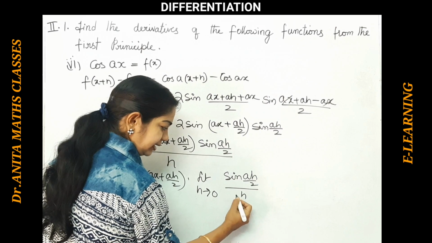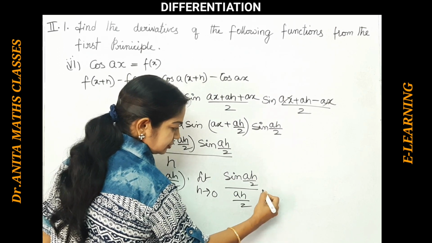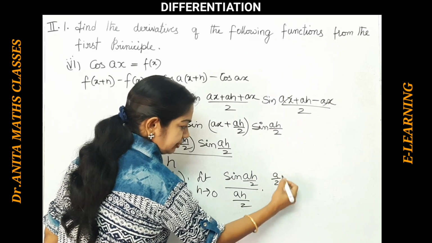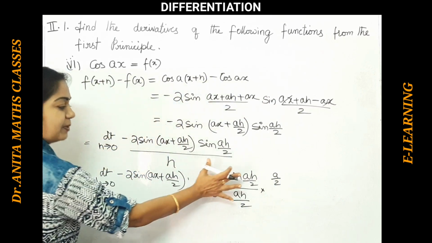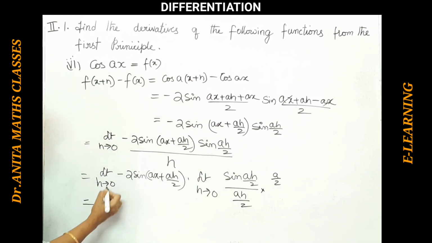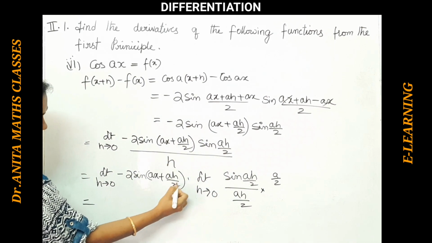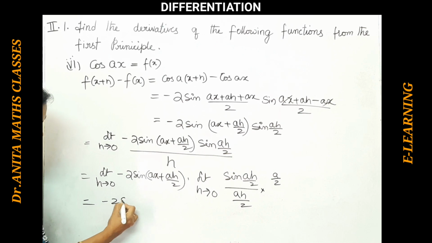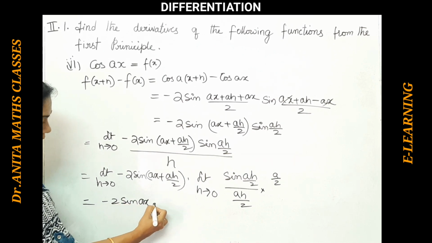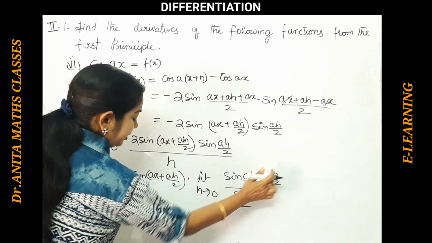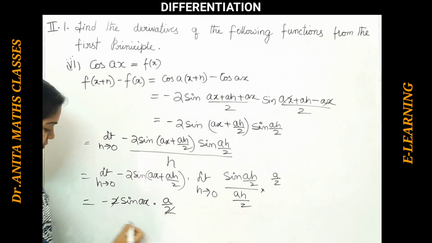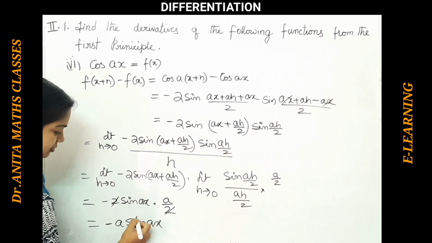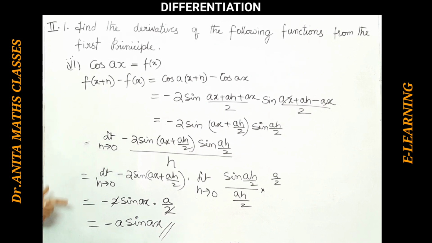So let us multiply and divide with a by 2. I'm multiplying and dividing with a by 2 here. So this part becomes 1, and here we will apply h tends to 0, this becomes 0. So minus 2 sine ax, and here this part becomes 1 into a by 2. Again 2 goes off. So this becomes minus a sine of ax. So this is the derivative on the first principle. Pause it and note it down.